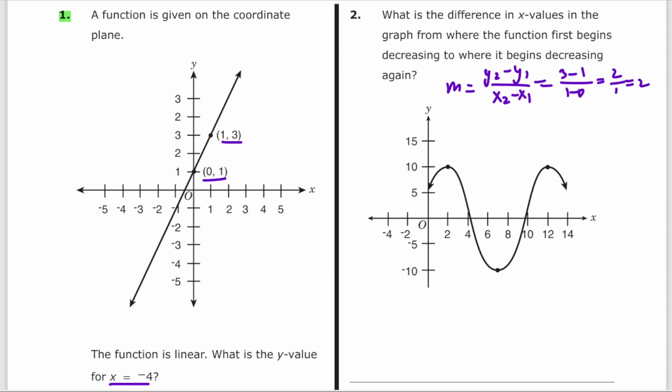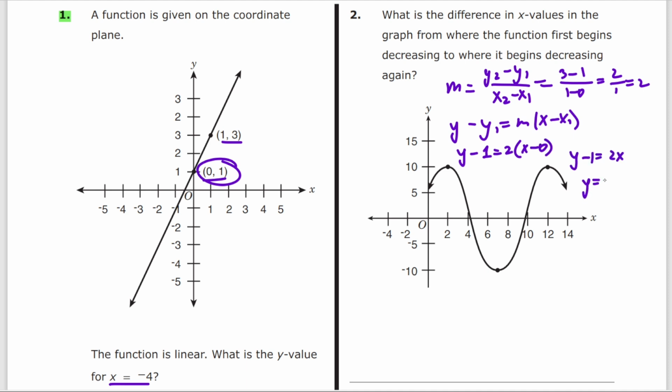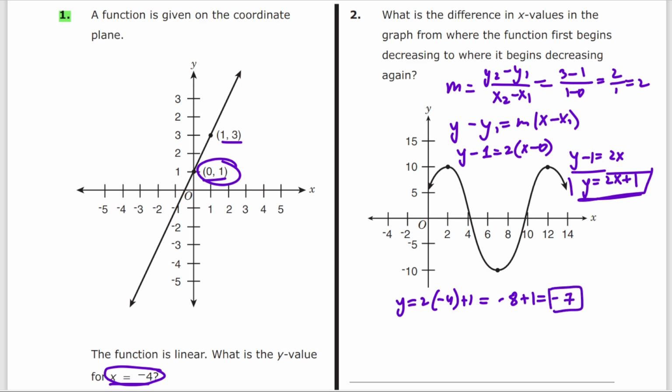Second formula is y minus y1 is equal to m times x minus x1, and I will use this point. So y minus 1 is equal to 2 times x minus 0, or y minus 1 is equal to 2x, or y is equal to 2x plus 1. So that's my formula. In order to find y when x is equal to -4, just plug it in. So y is equal to 2 times -4 plus 1, which is equal to -8 plus 1, which is equal to -7, and that is my answer.